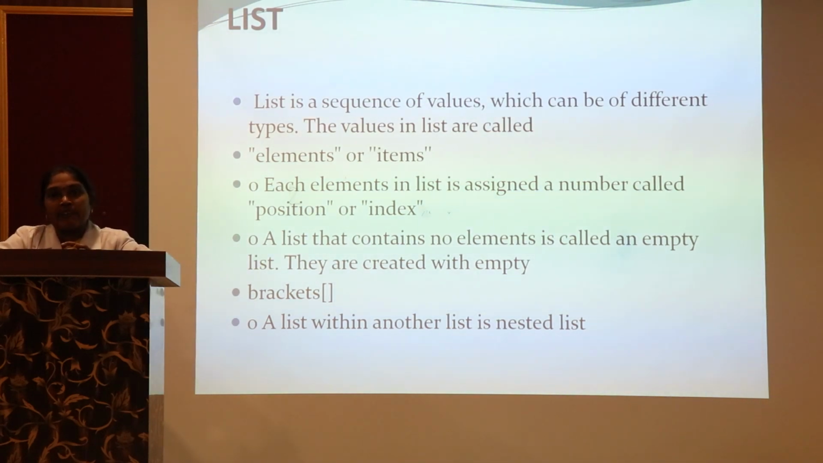Coming to the list in the Python language: a list is a sequence of values. We can add forward and backwards, so ascending order, descending order. The list can be arranged in any order. Here different types of values can be assigned.